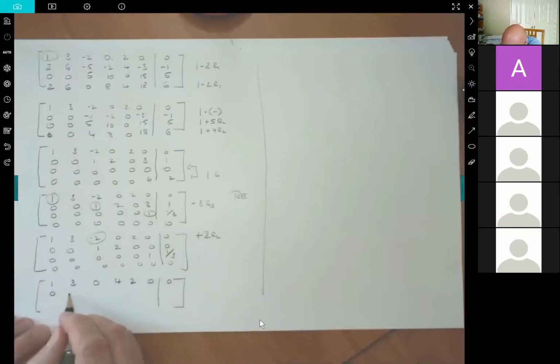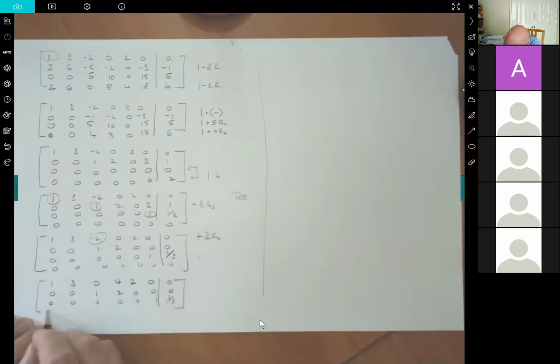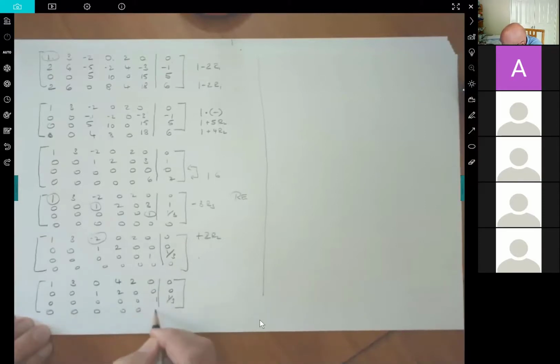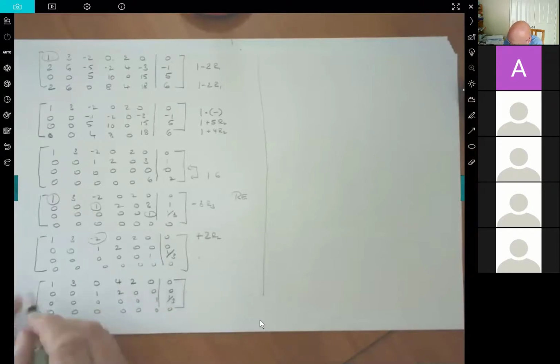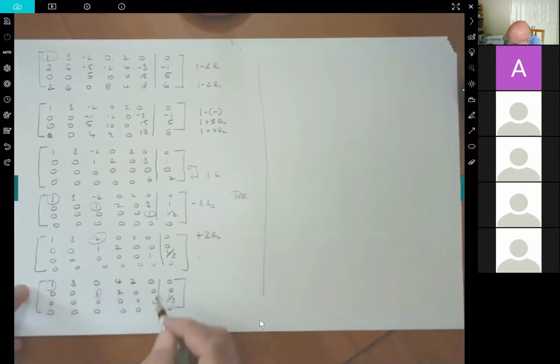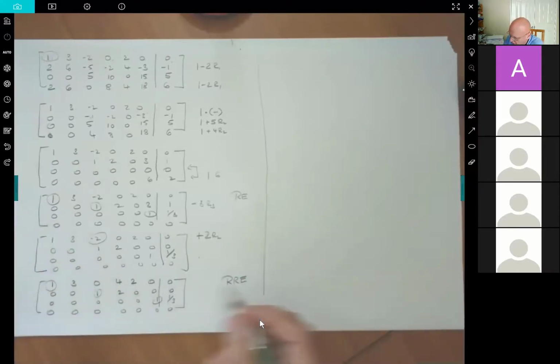Then we have 0, 0, 1, 2, 0, 0, 0, 0, 0, 0, 0, 0, 1, 1/3, 0, 0, 0, 0, 0, 0, 0. Okay, and we see 1, 0, 0, 0, 0, 1, 0, 0, 0, 0, 1, 0. So these are our leading ones, and everything else in this column is 0. So we are at reduced row echelon form. So we can just read off our solution.